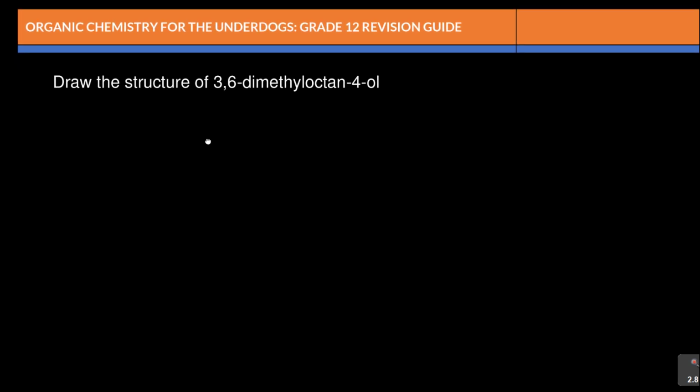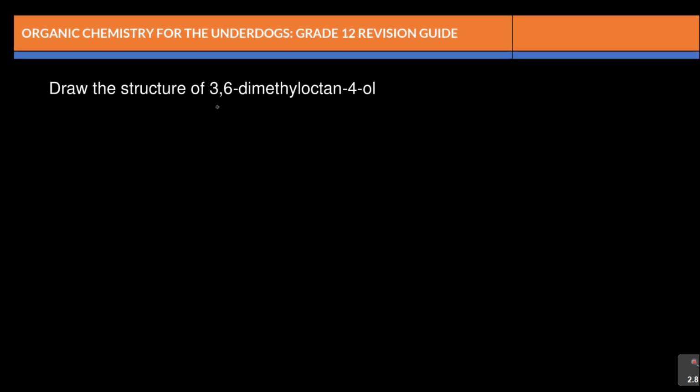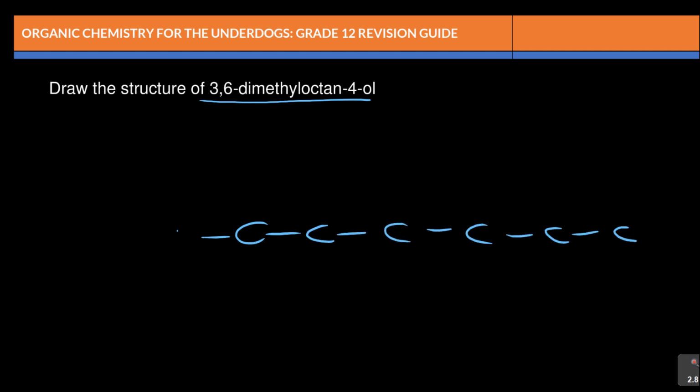Just a few more quick ones now. I'm not going to take time. It says draw the structure of 3,6-dimethyloctan-4-ol. Octane is 8 carbons, so it's 1, 2, 3, 4, 5, 6, 7, 8. In carbon number 4, that's where there is the OH, right? And this is my numbering: 1, 2, 3, 4, 5, 6, 7, 8.